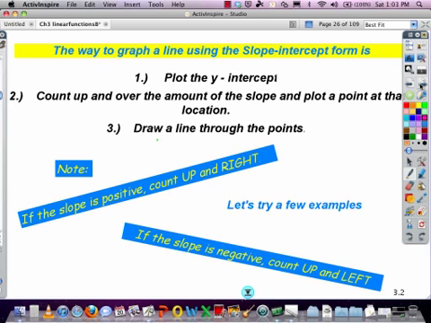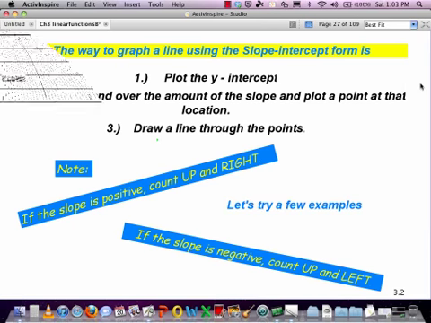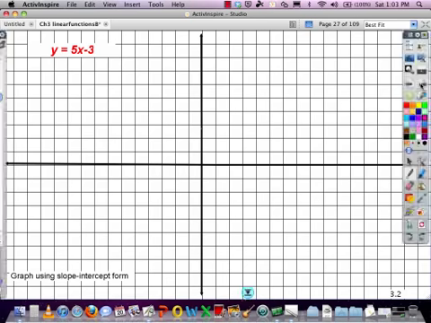So from here, the way to graph a line using slope-intercept form is what we call the quick graph method. Number 1, some of you will remember this. Plot the y-intercept, count up and over the amount of slope, and plot a point at that location. Then draw a line through the points. Again, if slope is positive, your line better be going up from left to right. And if slope is negative, it goes down. So we'll try a couple, and you can try a couple also. But it says graphing using slope-intercept form.